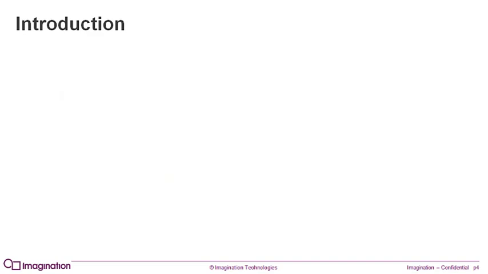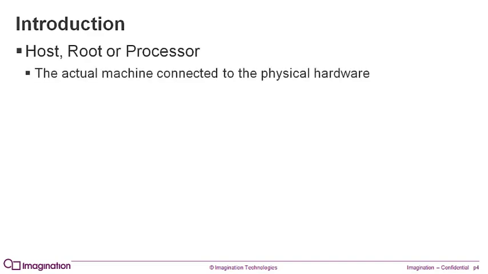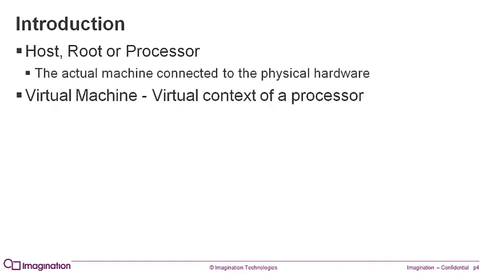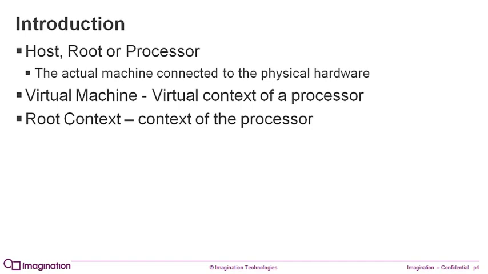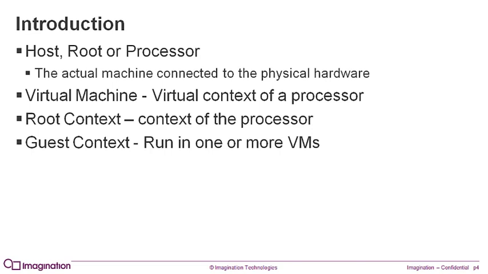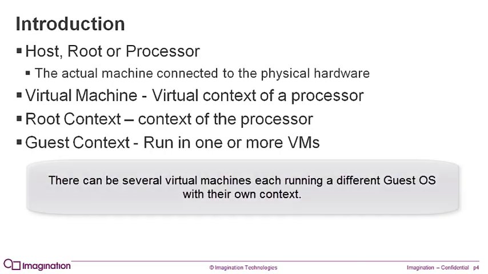Here are some terms I will be using. A host processor is connected to the actual physical hardware. A processor is synonymous with a virtual processor or VPE in a core that supports the multi-threaded ASE. A virtual machine or VM is a virtual context of the processor created by software. The root context is the context of the physical system. The guest context is the context of a virtual machine.